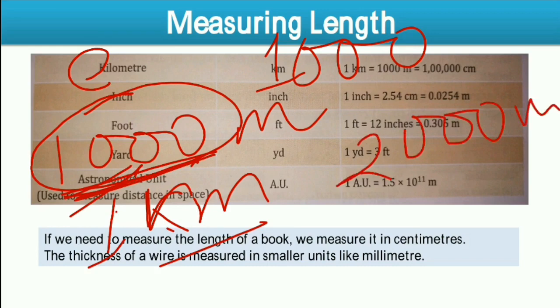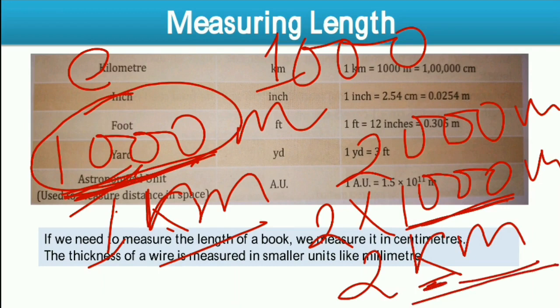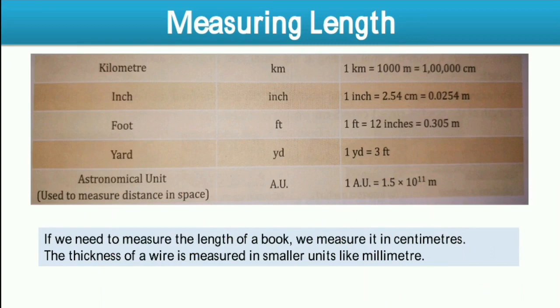2000 meter means 2 into 1000 meter. For 1000 we use the kilo prefix and then meter. So in place of 1000 we write k, the symbol for kilo, and meter, so 2 kilometer. I hope you understood the prefixes that we discussed in the last class.